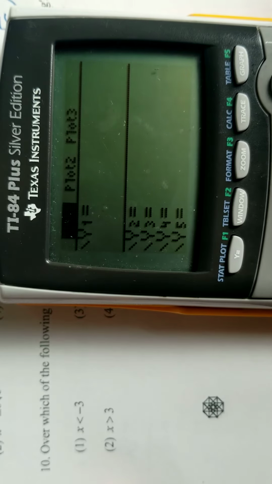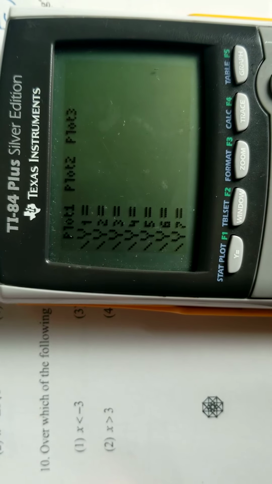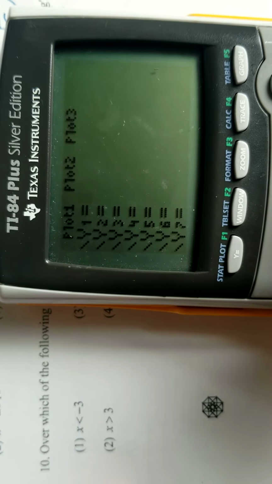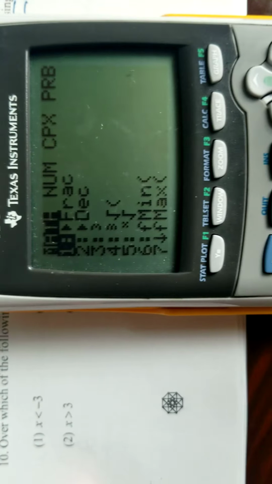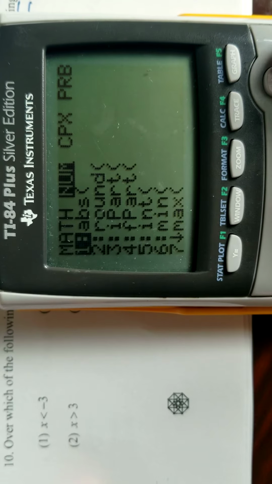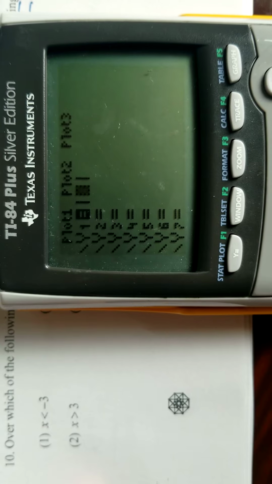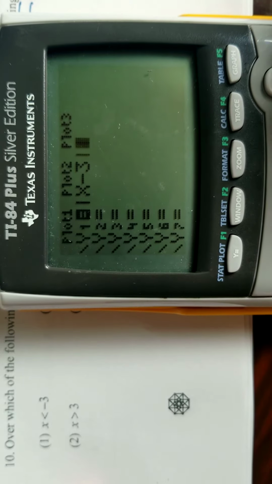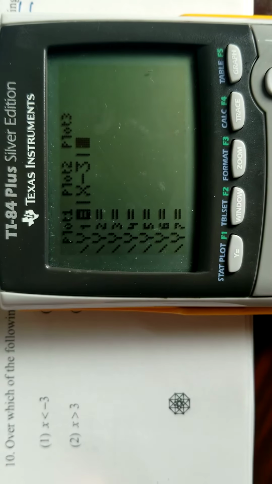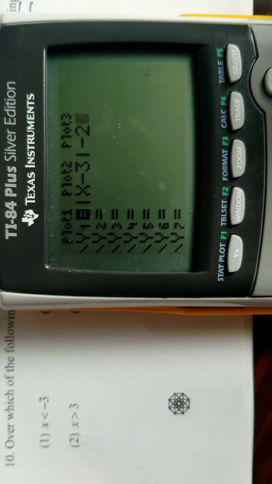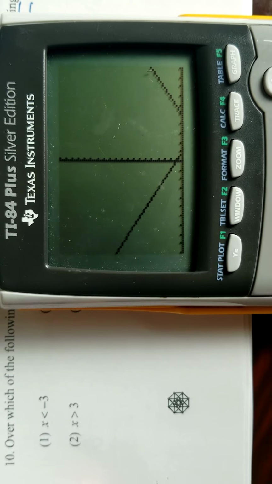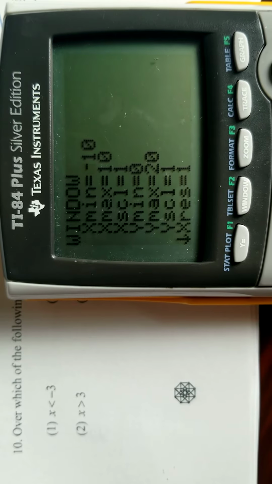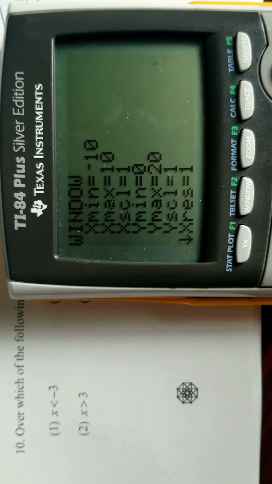Make sure that your plot is not highlighted. Mine was. So we've got the absolute value. Remember, that is under math, your math button. Absolute value, go under a number, and that will give me x minus 3. Go outside the absolute value and put in minus 2, or actually negative 2. Hit graph, and you notice my graph is not in the standard window. So we need to switch this to the 10 by 10 window.